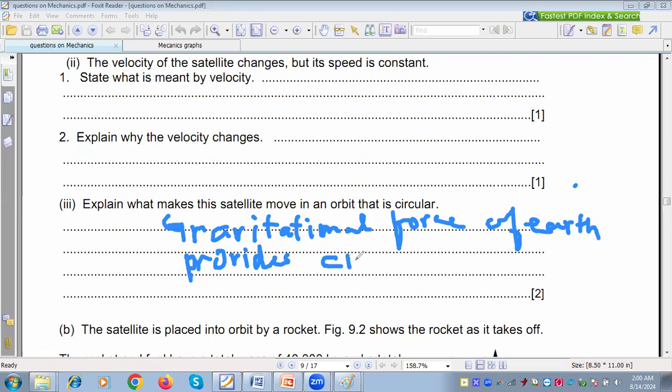I am writing CPF for centripetal force. The 1 mark will be for the gravity, which provides a centripetal force, and of course, a body needs a centripetal force acting on it to move in a circular path, so that is provided by the gravitational force.